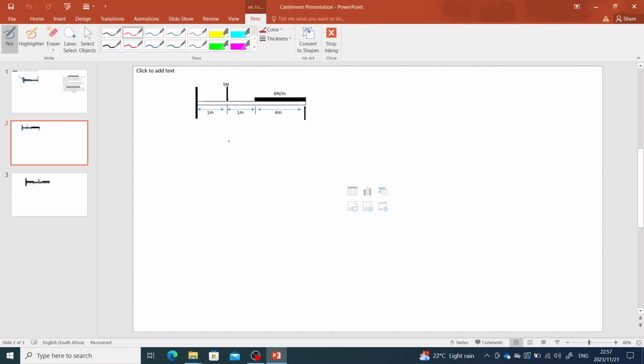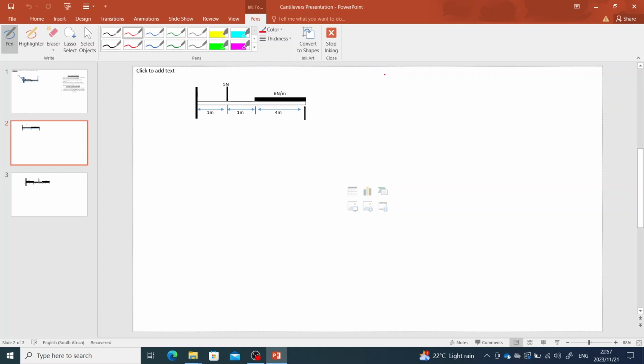Let us look at this cantilever here. When you are given a cantilever like this, the first thing that you need to do is to convert your UDL into a concentrated load. Why? So that I can be able to calculate this reactional support. Now we are given a reactional support on the free end. We then have to determine the value of that force there on the free end.